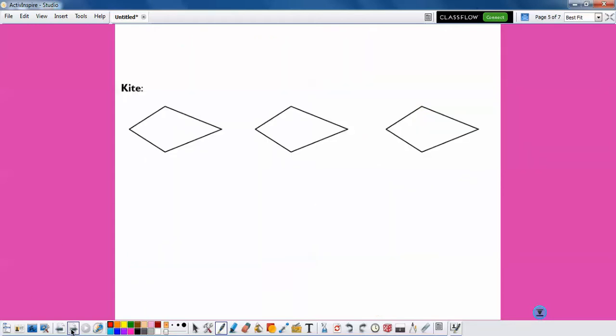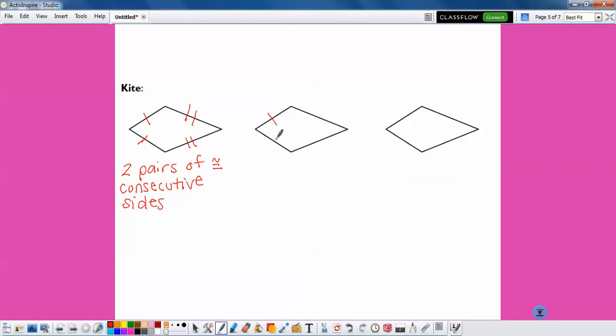Let's look at some kites. Kites have 3 special properties. The first is that it has 2 pairs of consecutive, remember that means next to each other, sides, and these are congruent consecutive sides. So this will be congruent to this because they're next to each other, and this will be congruent to this.